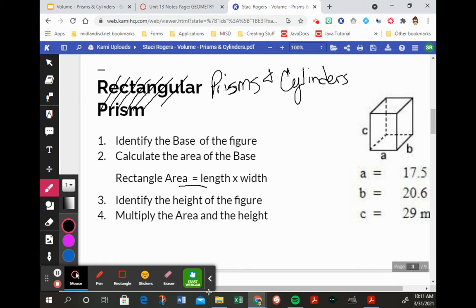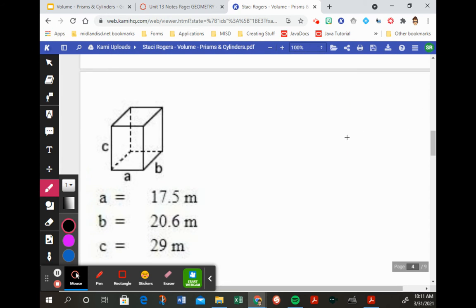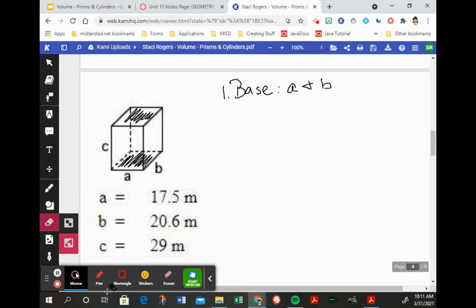So let's go look at an example. Here's the one I have on that previous slide. Number one, what is the base? In this case, it could be A times B, because I've got two of them, the top and the bottom. I'm going to call them A and B. A times B.